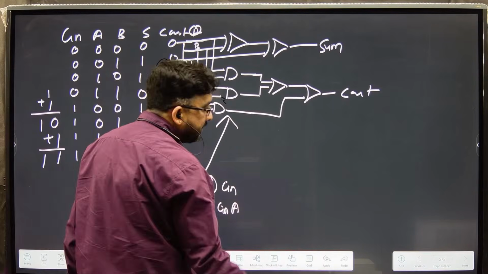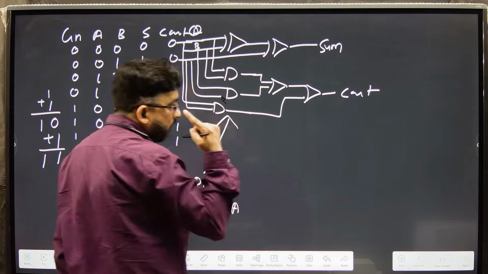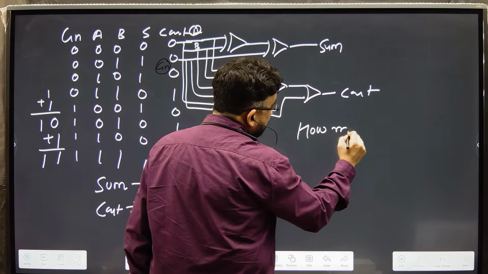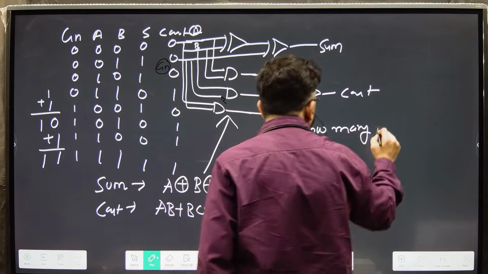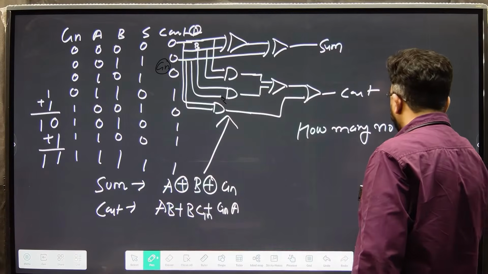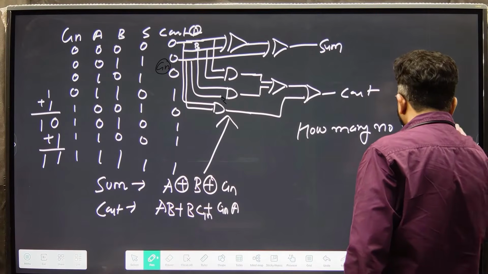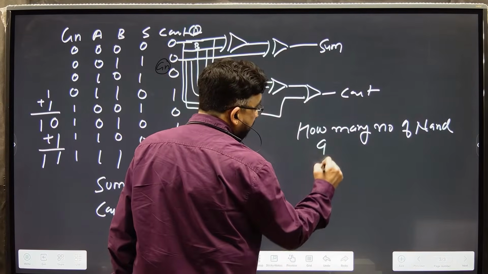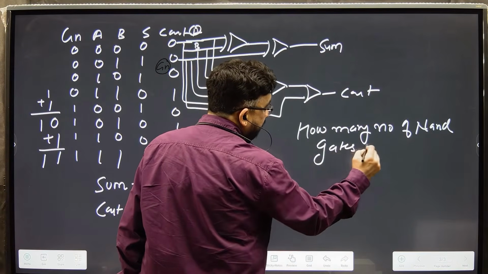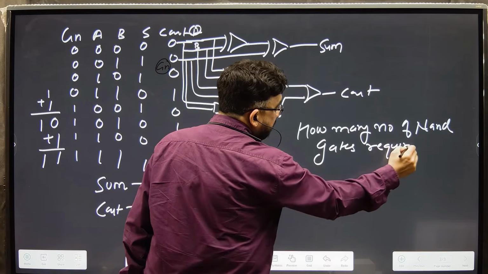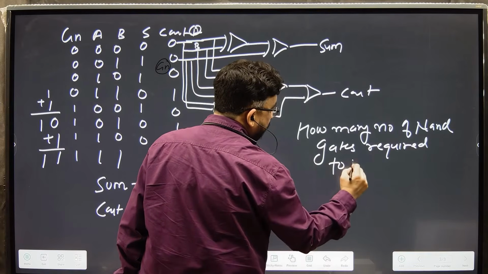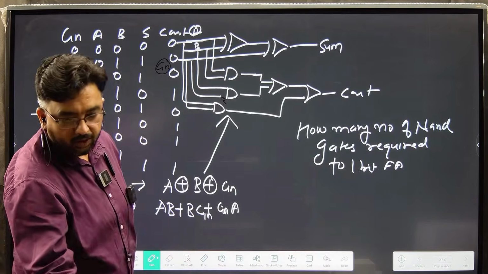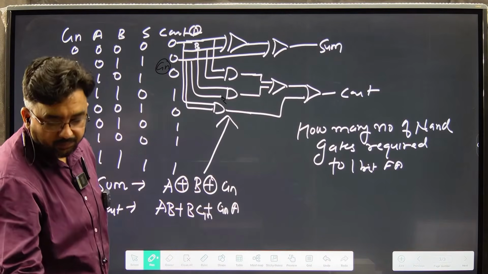Now my question is again the same thing we asked for the half adder. How many NAND gates are required to make a 1 bit full adder? Come on, tell me. How many NAND gates are required to make a 1 bit full adder?